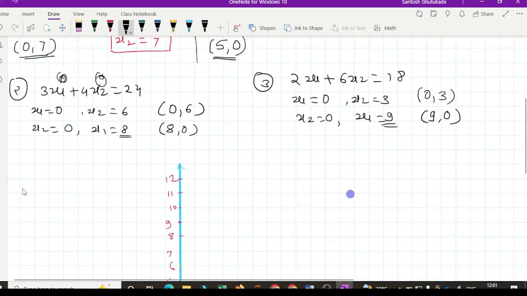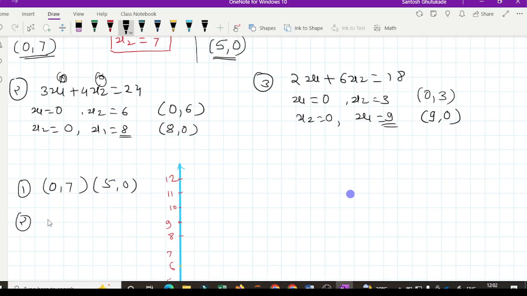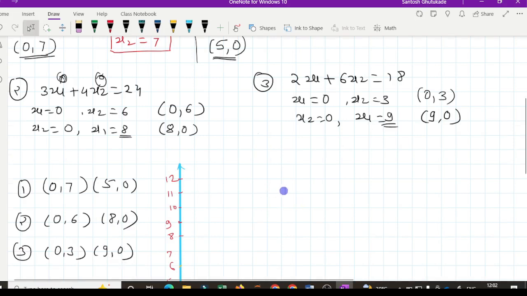For the first equation you will get the coordinates 0, 7, that is first, and another is 5, 0. For the second equation you got the coordinates 0, 6 and 8, 0, and for the third equation you got 0, 3 and 9, 0. Now you have to put this on a graph paper.